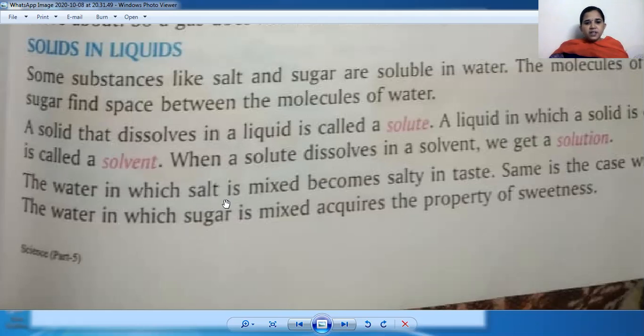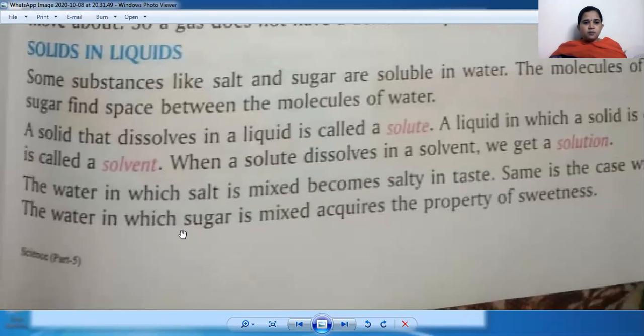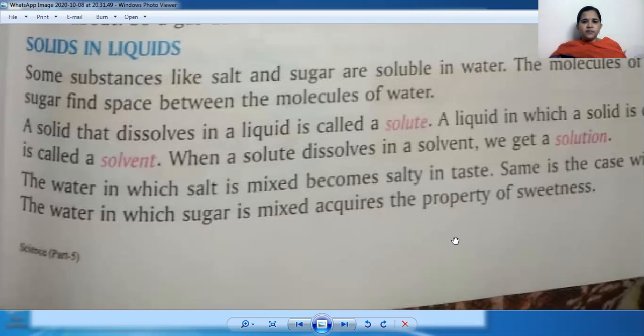The water in which the salt is mixed becomes salty in taste. For example, if you take the salt, what is the salt again? It is a solute, the water is the solvent, and the salt water is the solution. So the same is the case with the sugar. The water in which sugar is mixed acquires the property of sweetness. So after mixing that, you can have the taste of it.